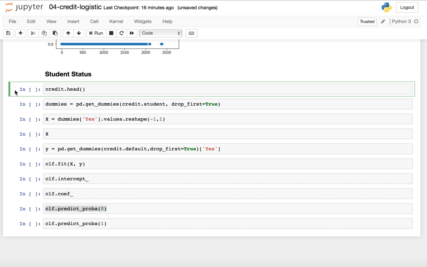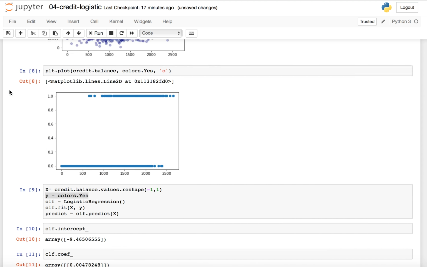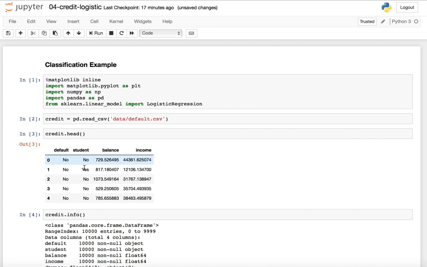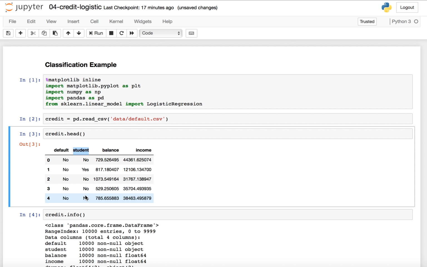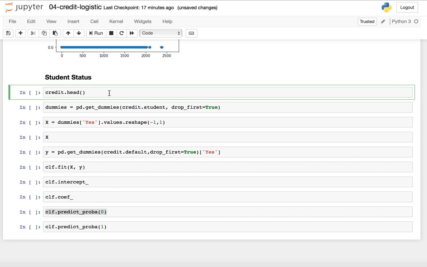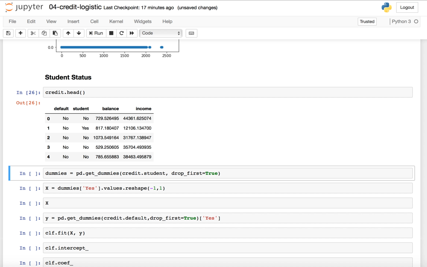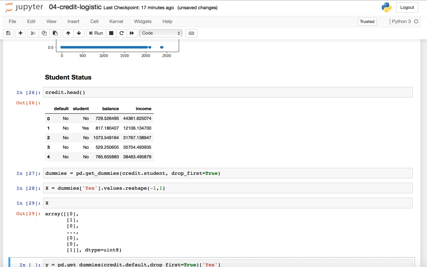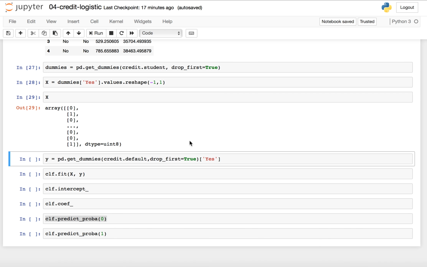So similarly, we can use logistic regression in this example to even look at the student status. The only thing I'm going to do is convert the student to a dummy 0 and 1 and use that to predict whether or not somebody defaulted. So it's a similar kind of problem. It's just that our data this time is binary data as well. And so you see that we're inputting just a series of 0s and 1s into our data frame.